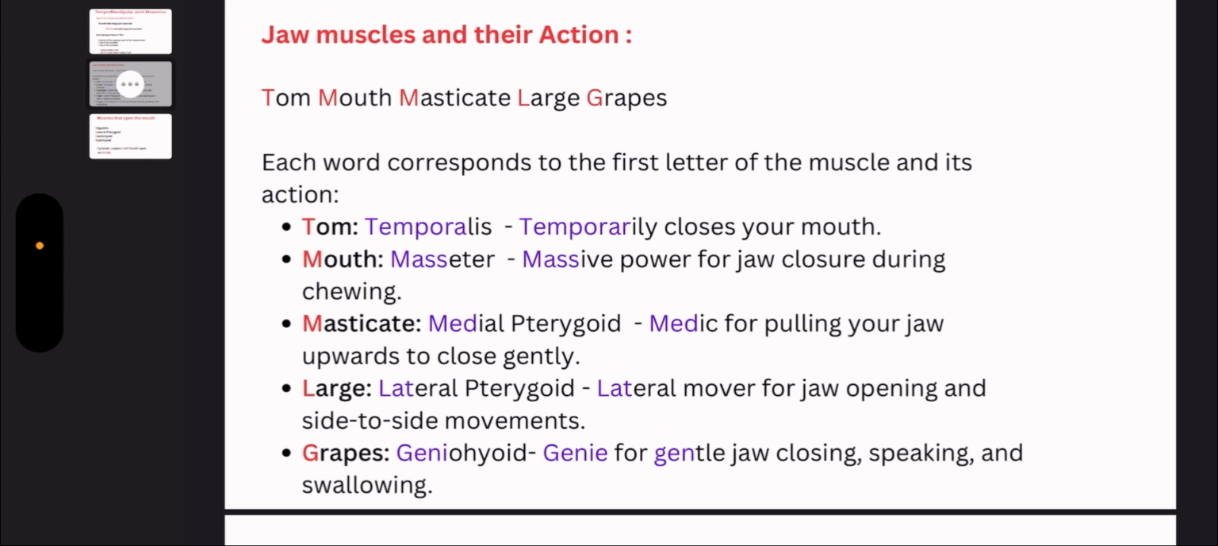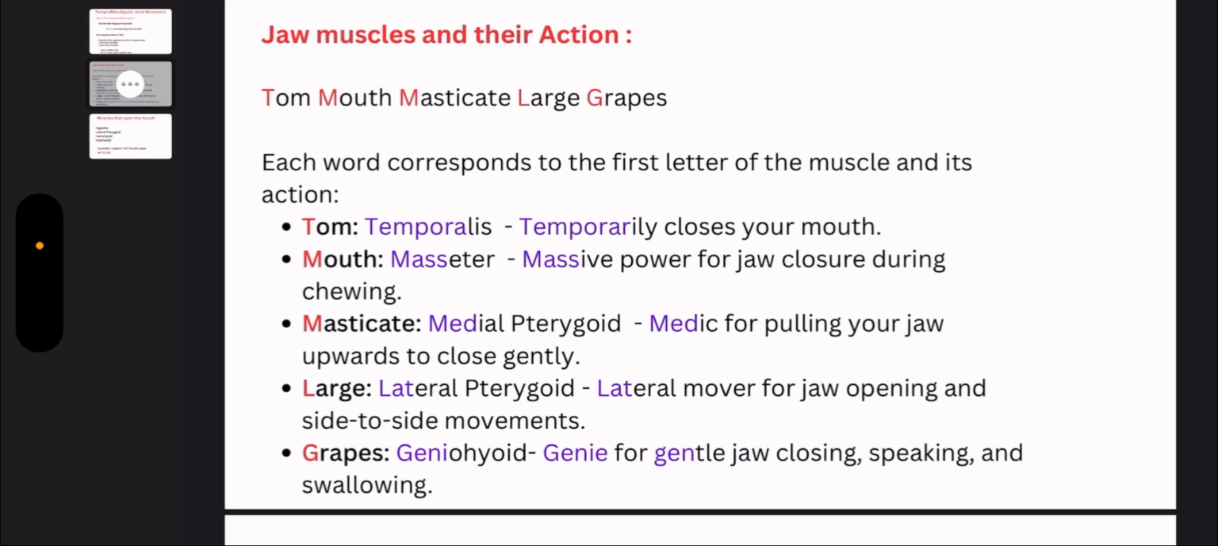The M in mouse is masseter, which is massive power for jaw closure during chewing. So if you want to remember how the masseter works, from the word mass in the muscle masseter, you can remember its massive power for jaw closure during chewing.